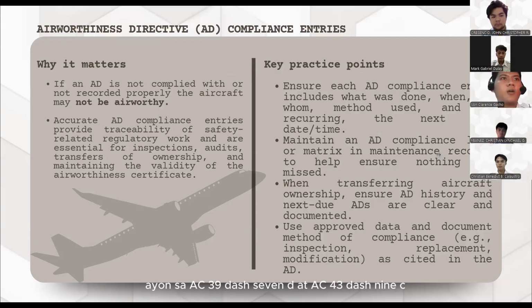Additionally, according to AC 39-7D and AC 43-9C, the person performing the AD must record compliance under Section 43.9, while the owner or operator is responsible for maintaining the AD record under Section 91.405 and Section 91.417. Why is it important, you may ask?